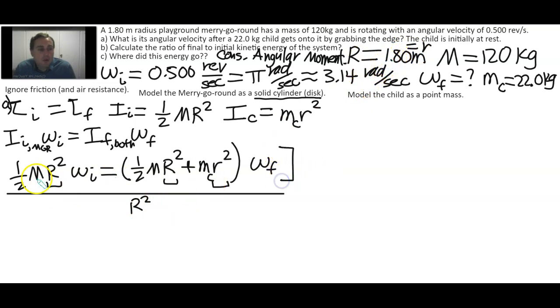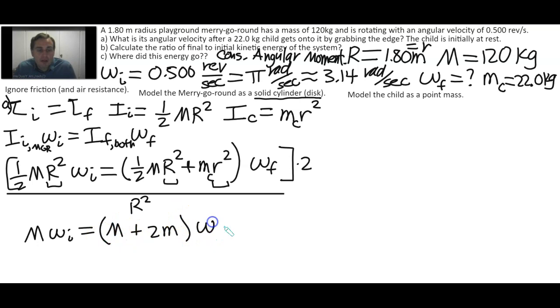We could also multiply this equation by 2 if we like, because that'll get rid of the 1/2s. So it'll be big M times omega initial is equal to big M plus 2 little m, that all times omega final. And then we just have to divide. So this is big M, omega initial, all over big M plus 2m. By the way, not all problems work out quite that nicely, because not all the radii are necessarily the same. But let's go ahead and put the numbers in to get this omega final.